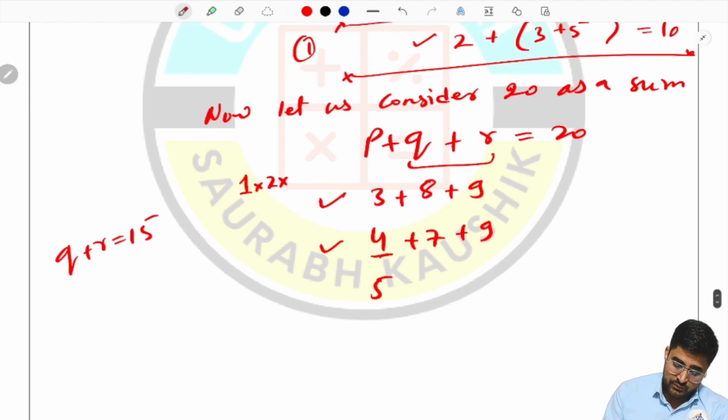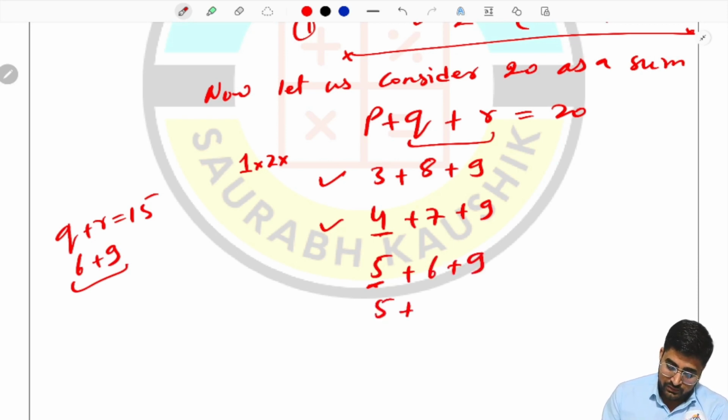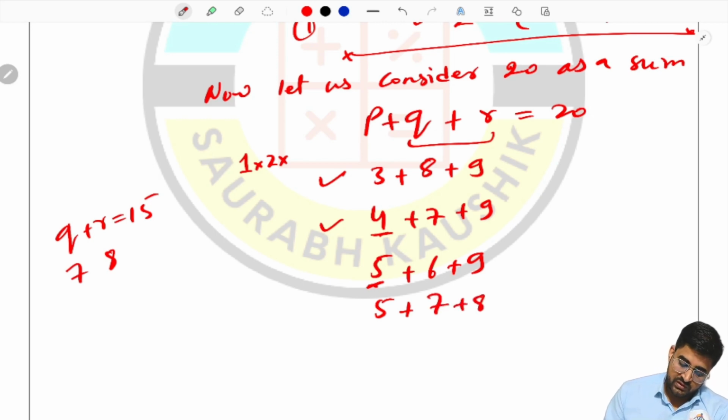To make q plus r 15, and 5 is here, then you have to take 6 and this becomes 9. Yes, it is possible, 6 plus 9. Now again, if we put 5 here and 7 here, this will become 8. This is also possible. So how many possibilities are there? There are 1, 2, 3, and 4 possibilities.